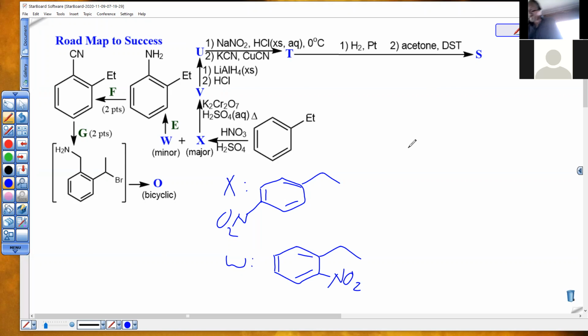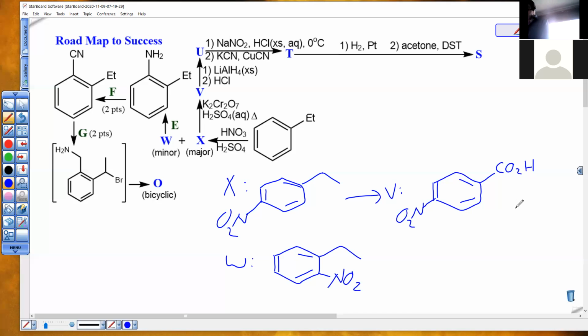So what's happening to X when we do potassium dichromate, sulfuric acid in water and heat? This will generate chromic acid. And with the heat, a benzylic carbon will become a carboxylic acid. So V will be looking like this. Nitro group will be unaffected by those proceedings. Yep, you lose the carbon off the ethyl, the second carbon, and the first carbon, the benzylic carbon, becomes a carboxylic acid. So that is V.